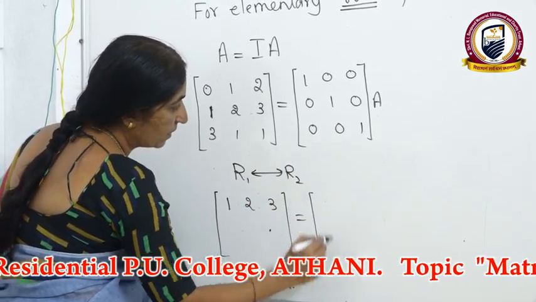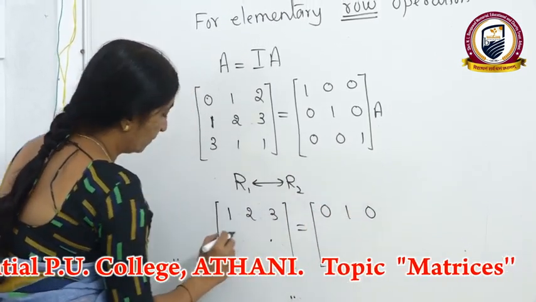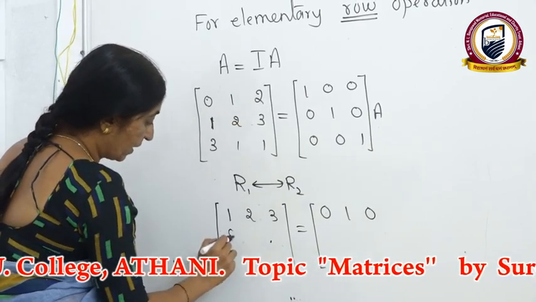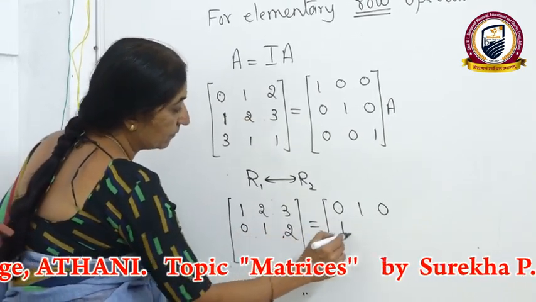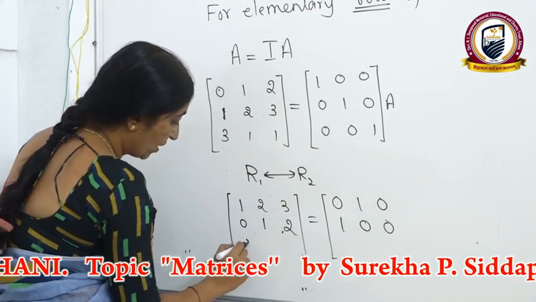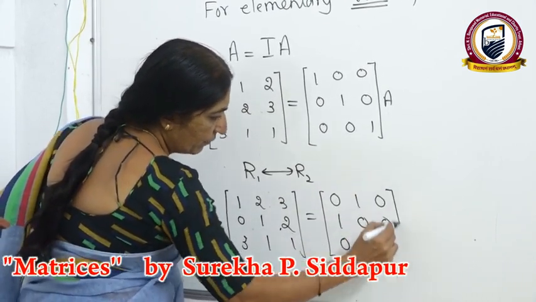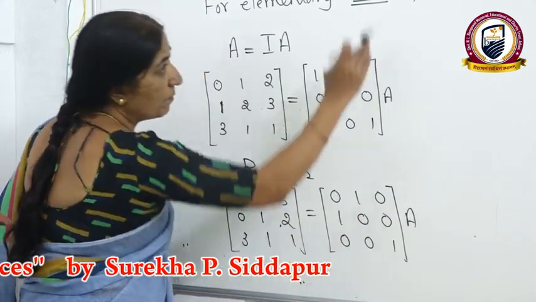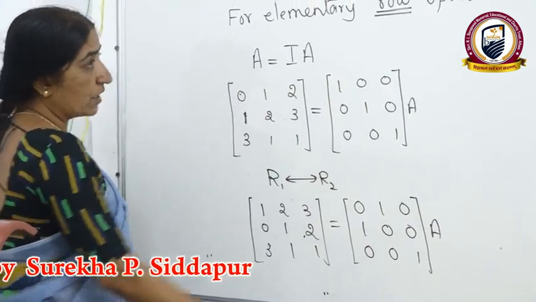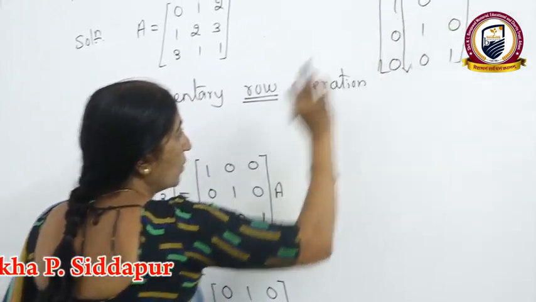Third row will be as it is. First row becomes second after interchanging. Third row as it is. See, after writing every step, just compare what we have to convert. Yes, we got 1, we got 0.